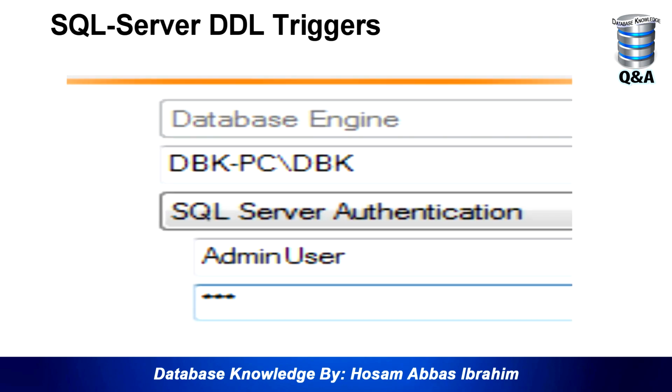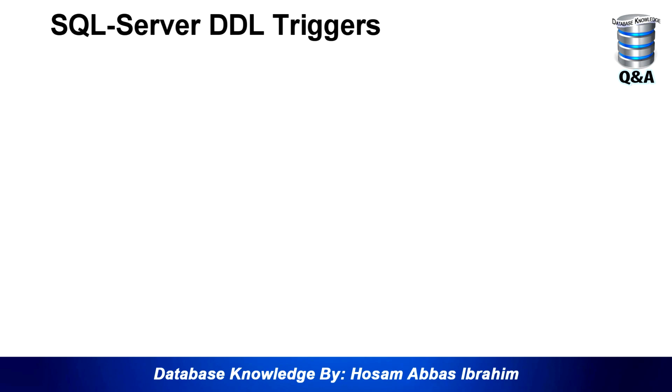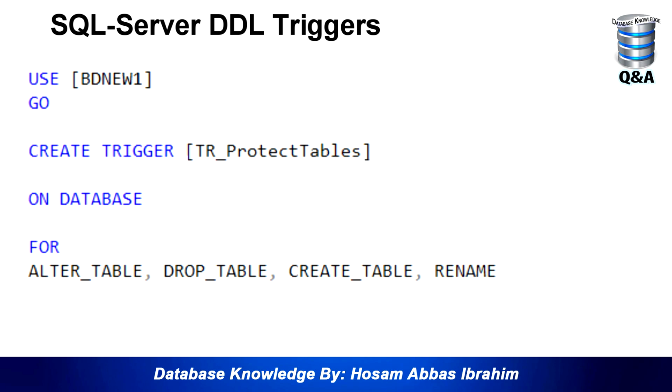I will log in using the admin user and I will create this trigger. Use DBnew, create trigger and give it a name, on database. It can be on database or on all server. This is another definition to know exactly where this trigger will be created and take effect. Then, for, here are the events I want to be captured by the trigger: alter table, drop table, create table, and rename.